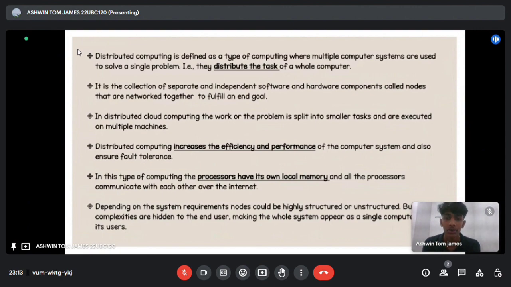In this type of computing, each process has its own local memory and all processes communicate with each other over the internet. Depending on the system requirement, nodes could be highly structured or unstructured, but the complexity is hidden from the end user, making the whole system appear as a single computer to its user.